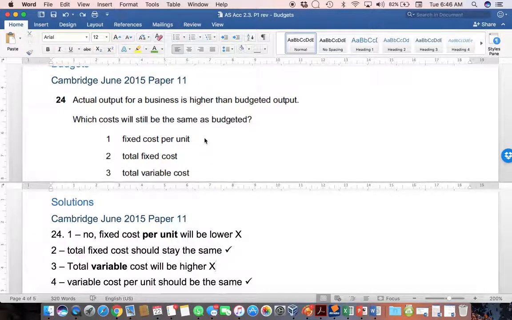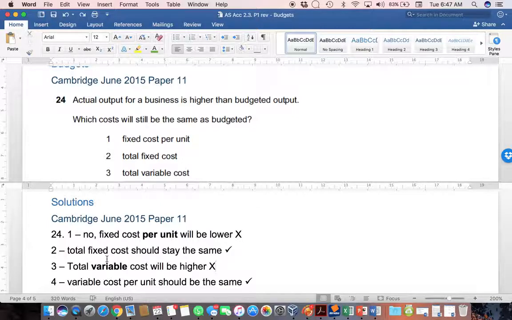The fixed cost per unit is not going to be the same. In actual fact, it will be lower because per unit, if your output is higher, it means that your per unit cost will actually decrease. Number two, the total fixed costs should stay the same. By definition, they are fixed, so even when there's a change in production, there shouldn't be a change in the total cost. So we like option number two.